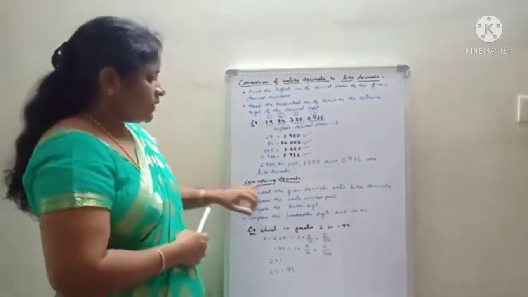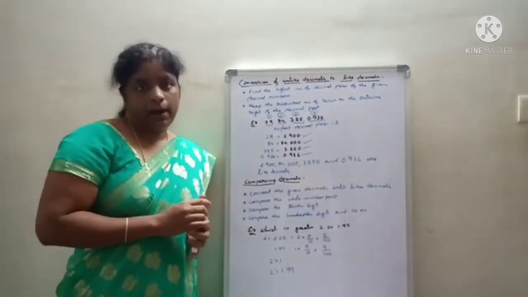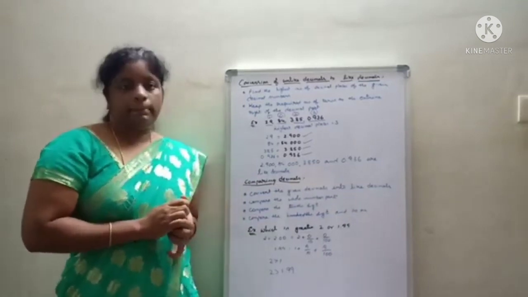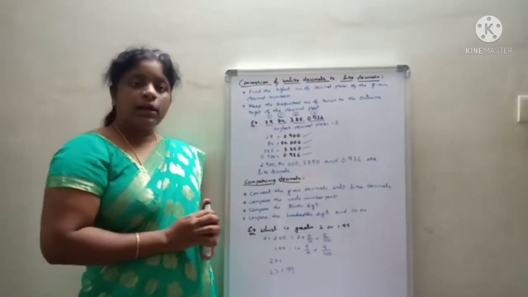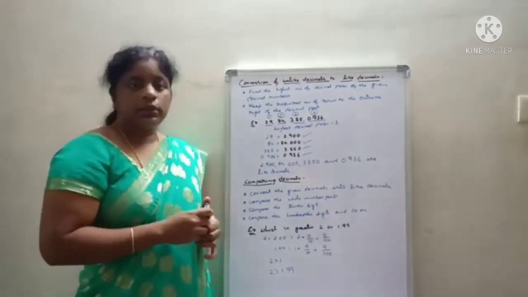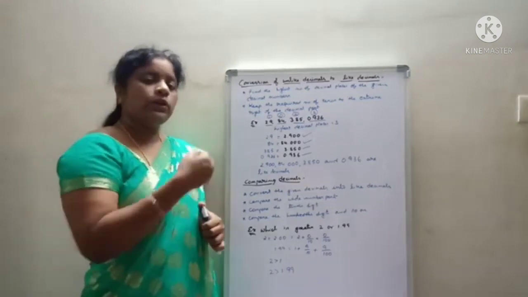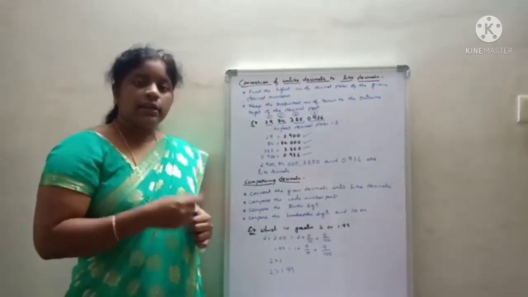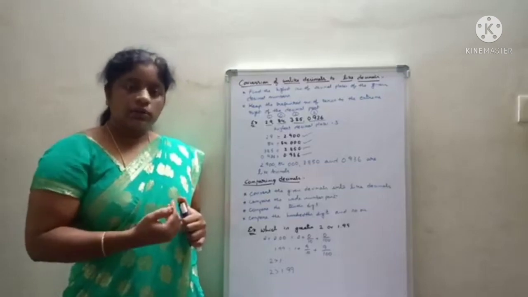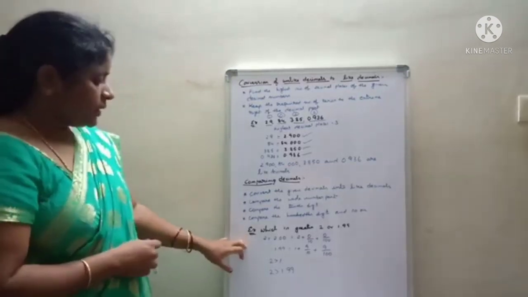Okay, the first step is to convert the given decimals into like decimals and then compare the whole number part. If the whole number part is also the same, then you have to compare the 10th digit. If that is also the same, then compare the 100th digit. If that is also the same, the 1000th digit, the 10,000th digit, and so on. Okay, so here is the example.